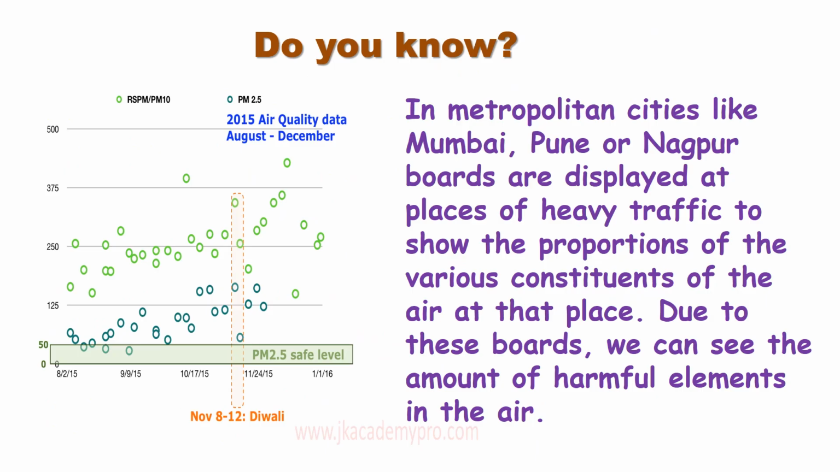Now, do you know, children, that in metropolitan cities, that is, big cities like Mumbai, Pune, or Nagpur, big boards are displayed at places of heavy traffic to show the proportion of the various constituents of the air at that place. Because of these boards, we can see the amount of harmful elements in the air. These boards are put so that people come to know the harmful effects of all the traffic and all the factories, and what effect it is having on human life. These boards help people to become aware of it and to reduce pollution as far as possible.